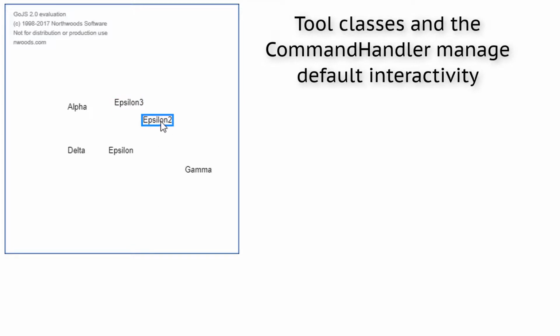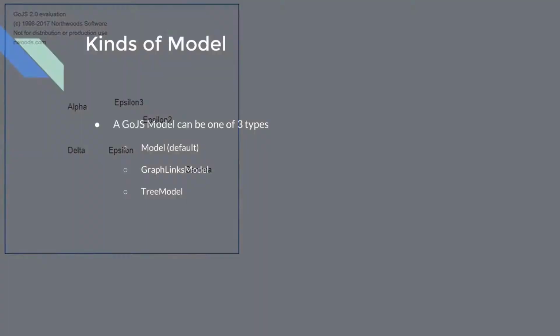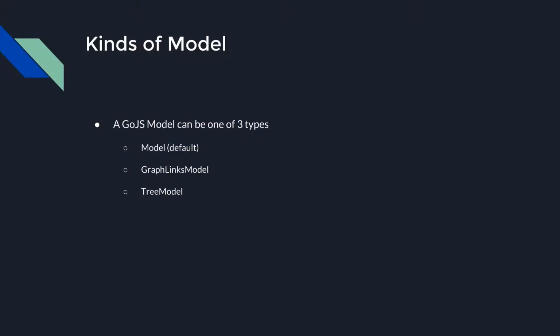GoJS tool and command handler methods can be overridden, and tools can be extended to create new subclasses, allowing for unique development requirements to be met. The implementation of such extension is outside the scope of this video, but for those curious, see our intro page, Extensions, on gojs.net. We may want links in our diagram as well.